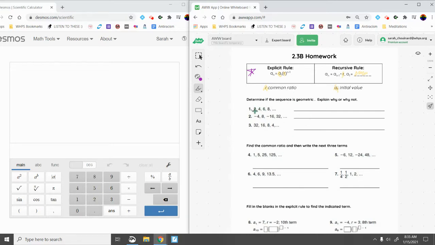So it looks like my pattern here is that I'm adding 2 each time, plus 2, plus 2, plus 2. So this one is not geometric. Let me change my marker. This one is not geometric. It is arithmetic. Number 3, however, if I ask myself, how am I getting from 32 to 16, from 16 to 8, from 8 to 4, I'm getting half as big each time. I'm multiplying by a half over and over. So this one is geometric because the common ratio is 1/2.